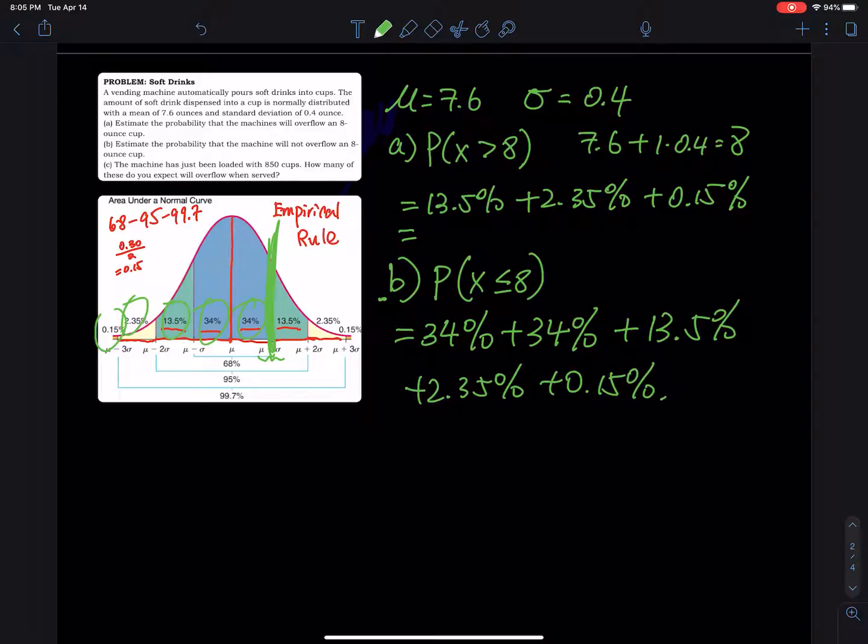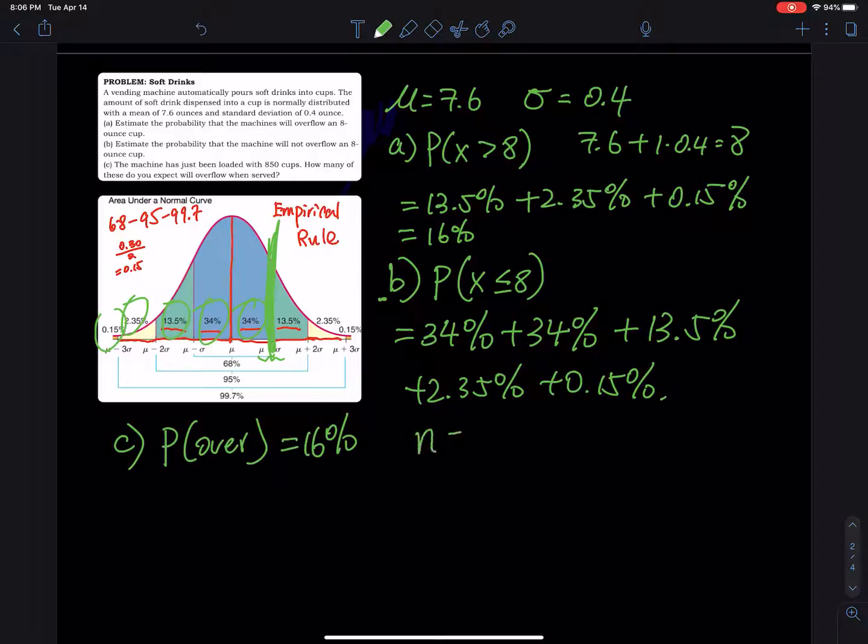And then the last one is a machine has been loaded with 850 cups. How many of these do you expect to overflow? What does that mean? You need to find the probability of overflow, and then you take the probability and multiply by the 850, right? So we have to calculate the answer for part A. We have 13.5 plus 2.35 plus 0.15. That equals 16%. So the probability of overflow is 16%.